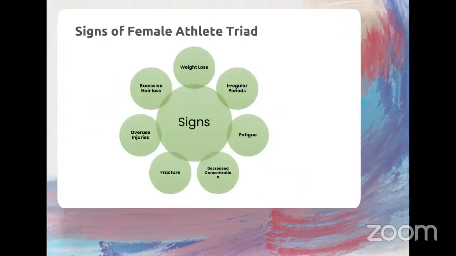Now, what are the signs of female athlete triad? Signs are very important, because how will you know that you're suffering from this, or that your peer or your friend is going through this? These are the signs to look for. First is weight loss, irregular periods, and fatigue, which means you tend to get tired very easily. One reason for that could be excessive exercise or lack of enough nutrition. Then there is decreased concentration: you're not able to focus on your practice or on your daily course. Then fracture, which is mainly an outcome when your bone density has reduced, so that could be osteopenia or osteoporosis.